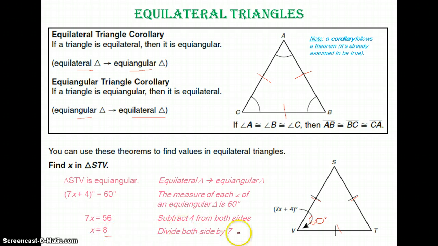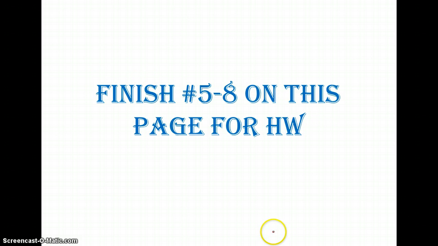You can always go back and check your work. 7 times 8 is 56 plus 4, just to make sure we didn't make any careless errors. And now you will finish the rest on this page for homework, numbers 5 through 8, and bring both sides completed for class next time.